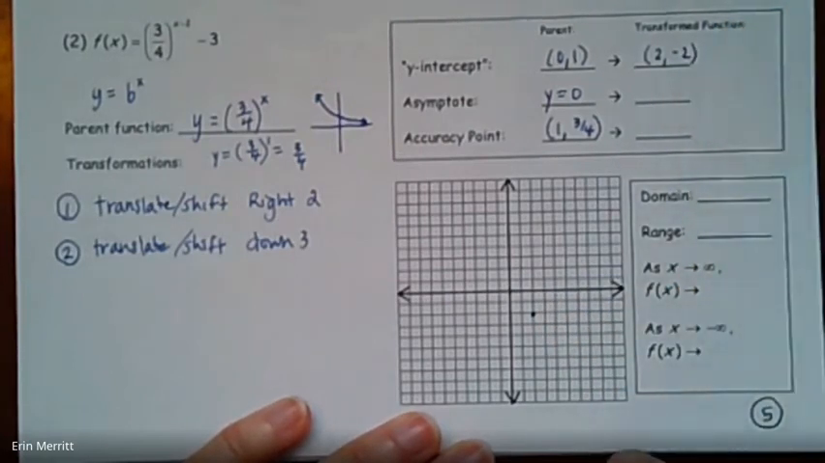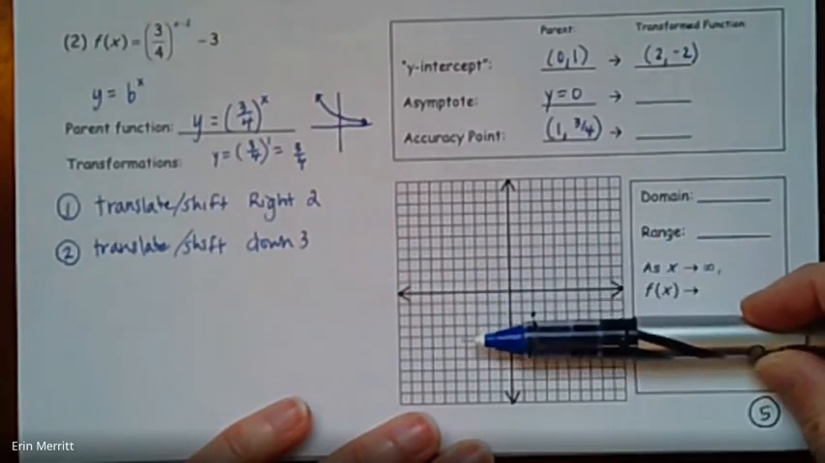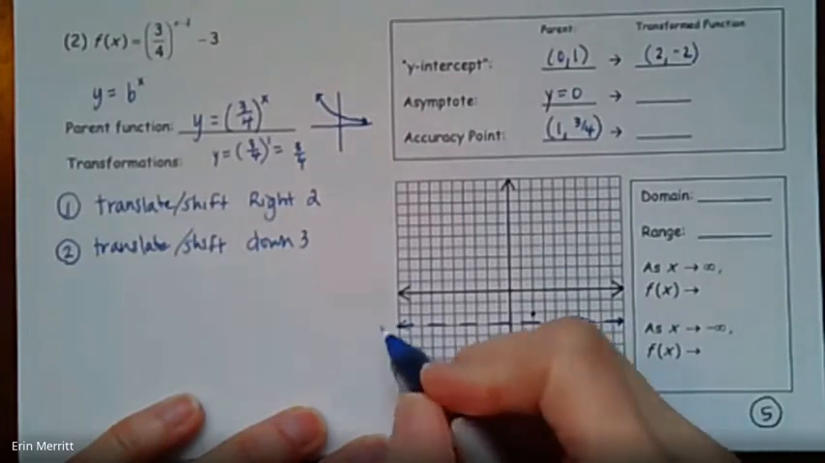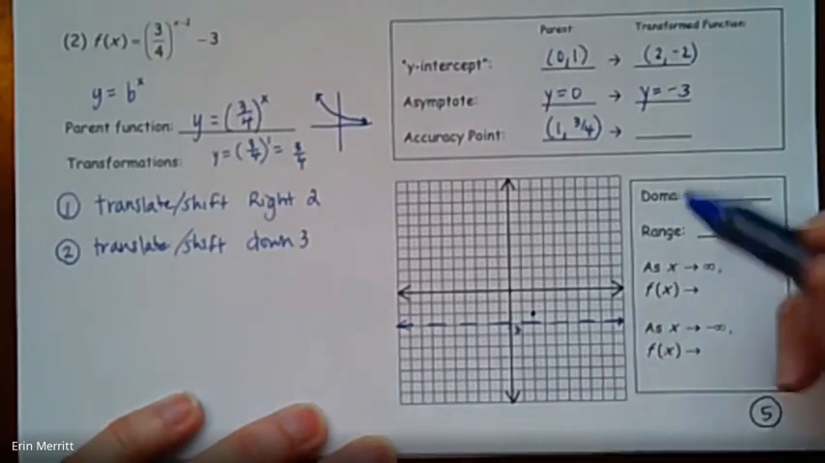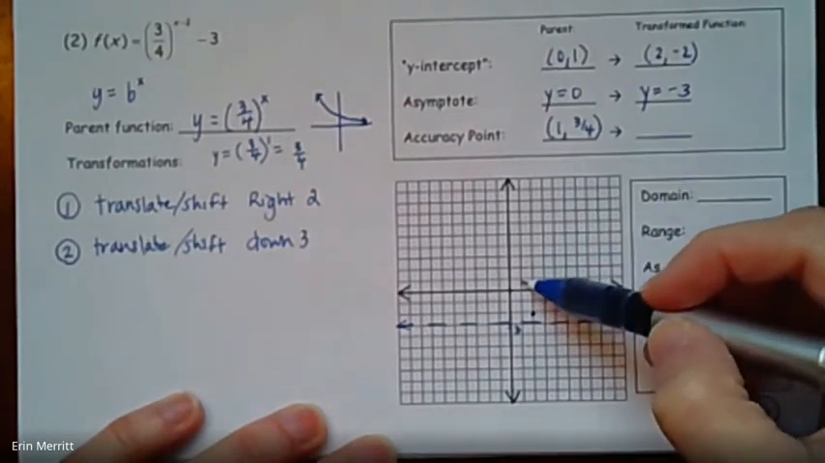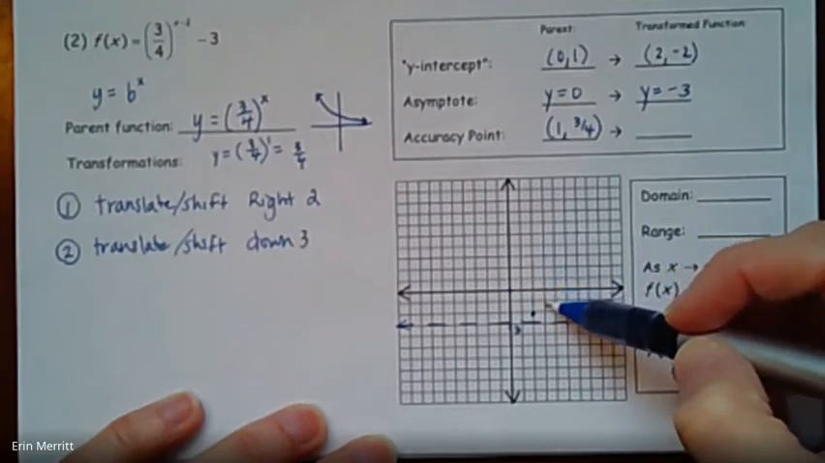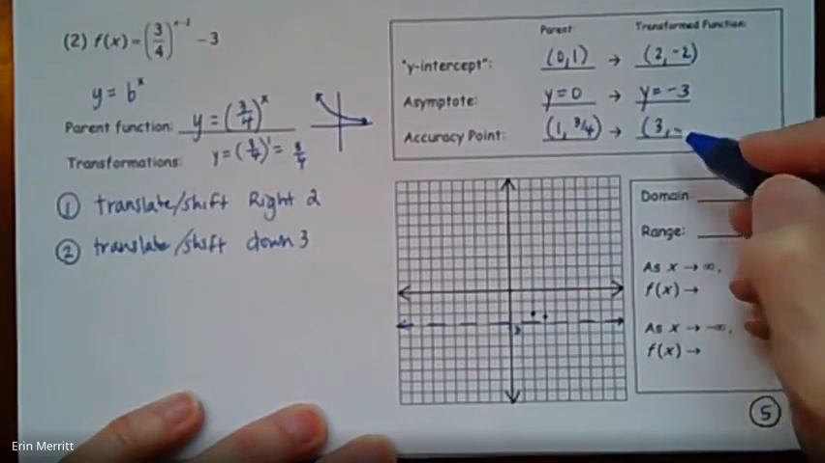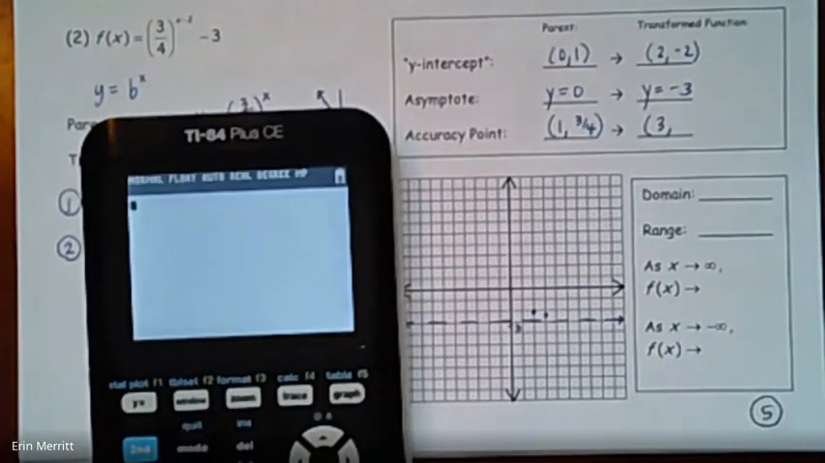All right, the horizontal asymptote, y equals 0. If I go to the right 2, it doesn't go anywhere. But if I go down 3, that will move that line down here to the line y equals -3. All right, my accuracy point. I'm at the point (1, 3/4). Okay, if I walk it to the right 2 and then down 1, 2, 3, that's going to be the point with x equal to 3. And then keep in mind, I took 3/4 and moved it down 3. So I said 3/4 and I subtracted 3 from it. So -2 1/4.